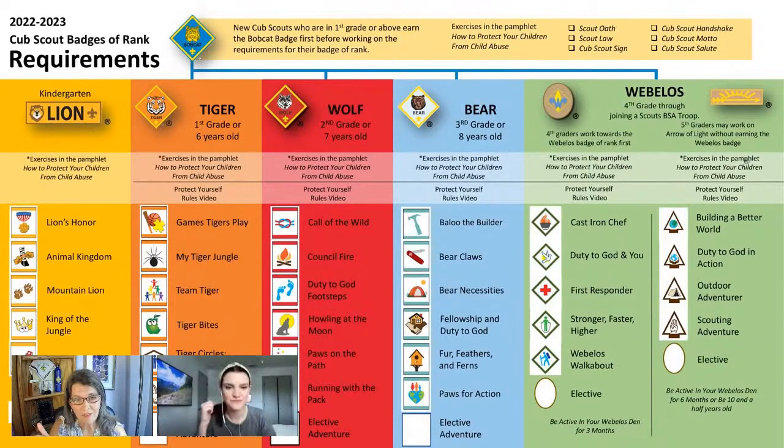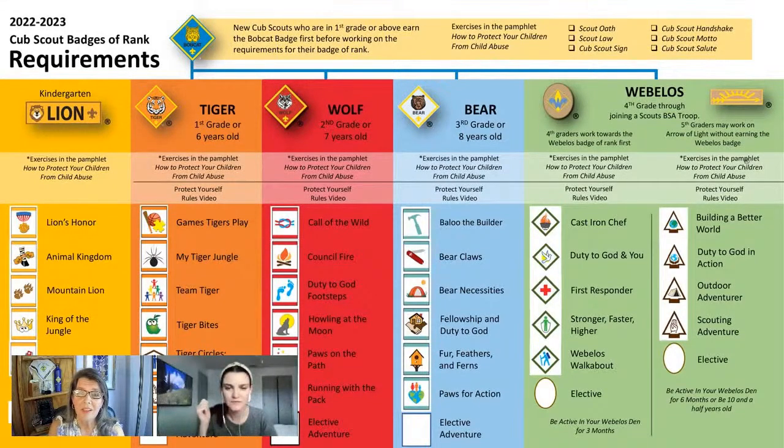Now, if they join as a 5th grader, this is where the confusion starts, right? Because if you're in Webelos as a 4th grader, you can complete these things and then start working on your Arrow of Light if you choose to. It depends on the den leader and what kind of time they have and how that all works out. They could choose to start working on Arrow of Light, or they could wait till 5th grade. So that's a choice they have.